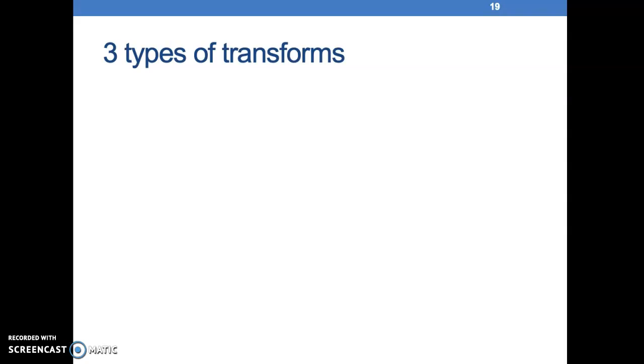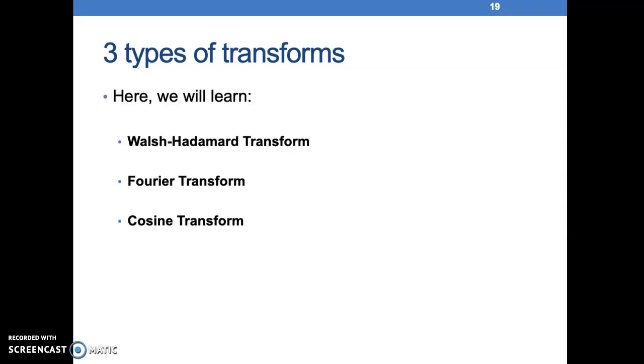So let's continue. There are 3 types of transformation. This is the introduction of the transformation, where you will have I(r,c), which is the spatial domain. What you want to do in transformation is to transform between 2 different domains. You want to transform the spatial domain to the frequency domain. To transform it, it depends on the transformation tools that you want to use, which are the WHT, the Fourier transform, and the cosine transform.